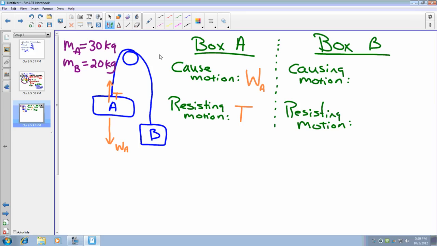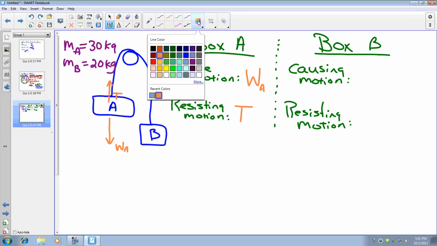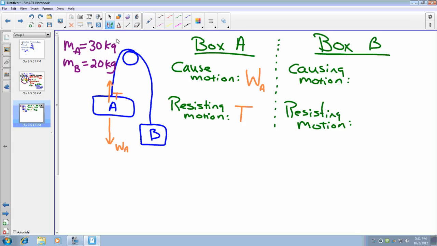Let's jump over to box B. Box B is going to have the motion that's being caused. I'll let you think about this one for a second, remembering that it's going to be traveling upward like this. Let's pick a different color for that. This green color looks fun. Our motion is going to be like that. So what's causing the motion? Well, the tension of the rope is causing that motion. So that tension in this direction is causing the motion. What's resisting the motion is going to be the weight of object B. The weight of object B is resisting that motion.